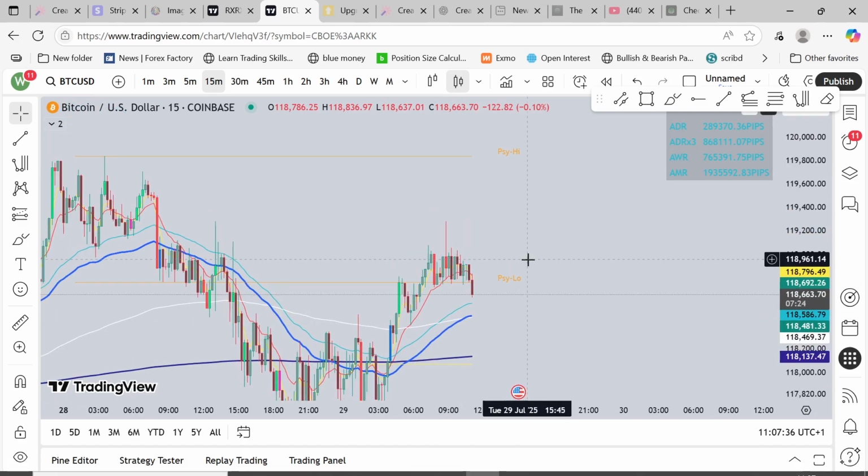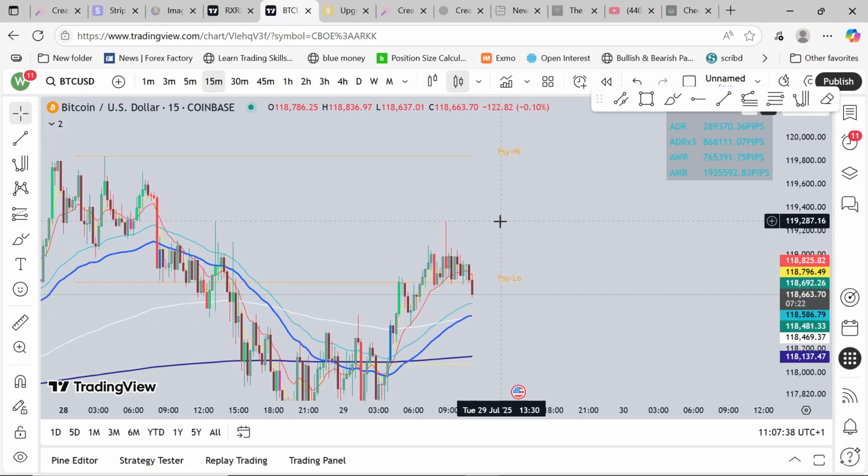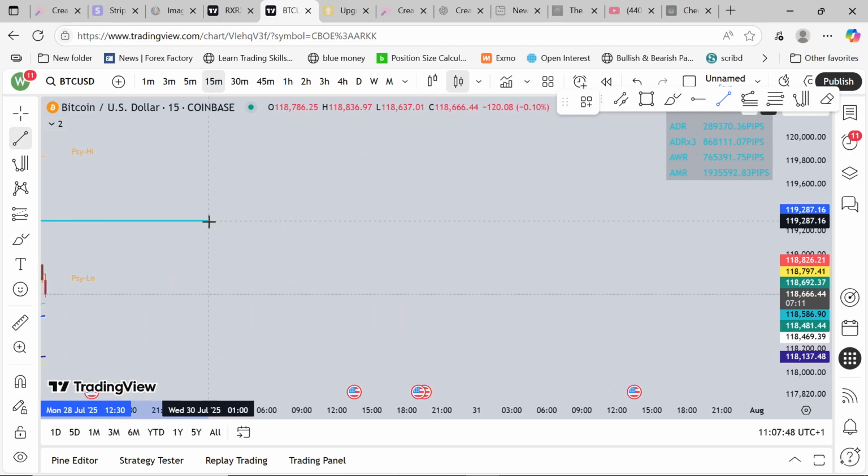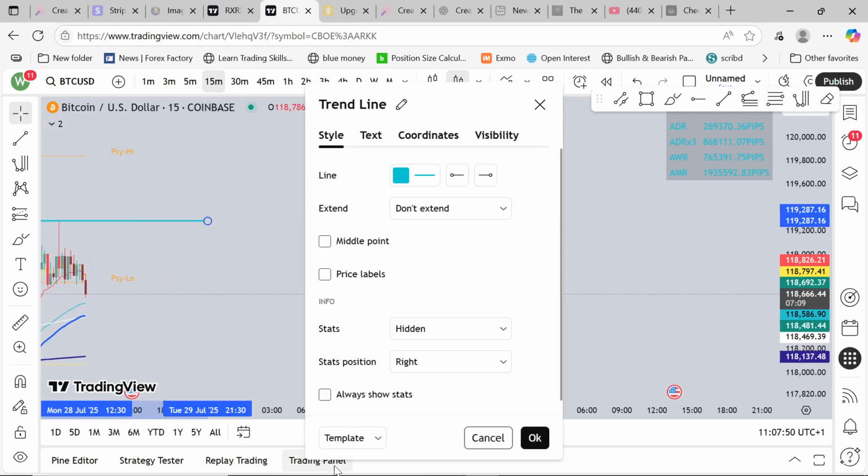And when we came to the upside, we broke structure to the upside, creating relative equal highs over here. So that's building liquidity. I'd expect that to be taken sooner or later.